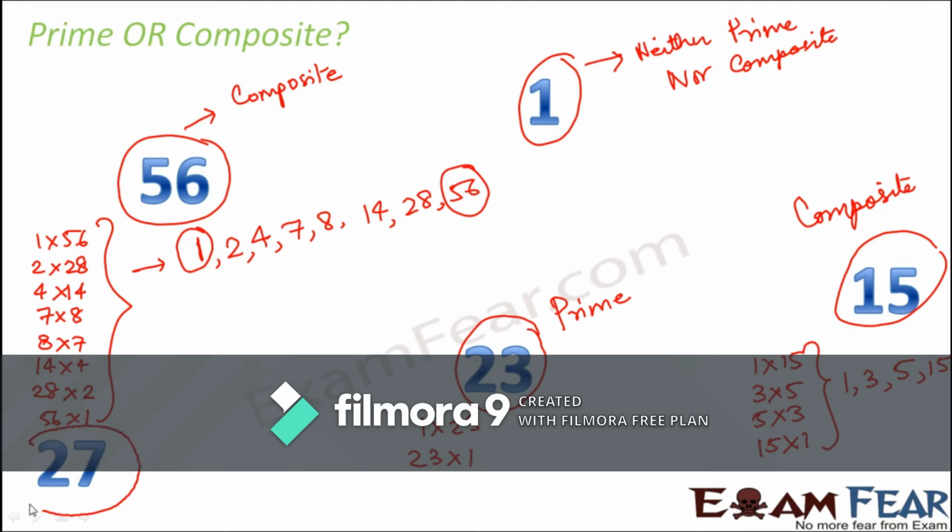Let's look at the last one, that is 27. 27 also can be written in many different ways like 1 into 27, 3 into 9, 9 into 3, 27 into 1. So this also has multiple factors and therefore it is composite. So in this fashion, by finding out the factors of a number, we can decide whether that number is a prime number or a composite number.